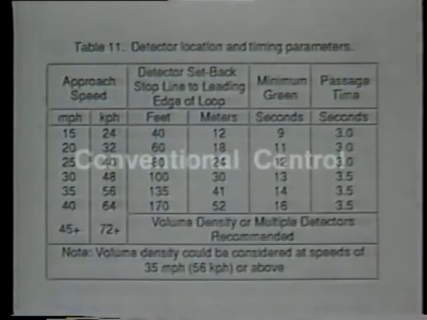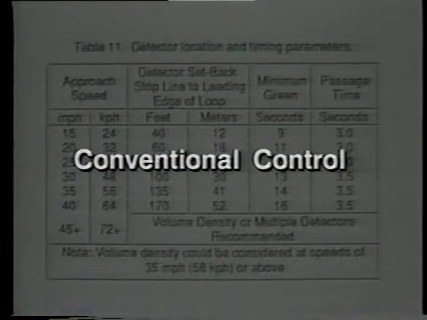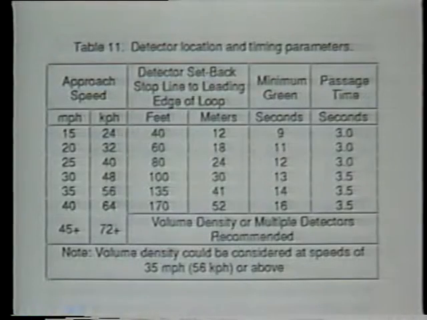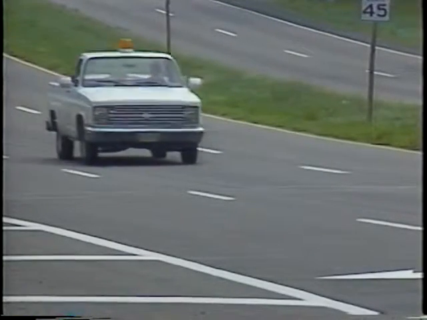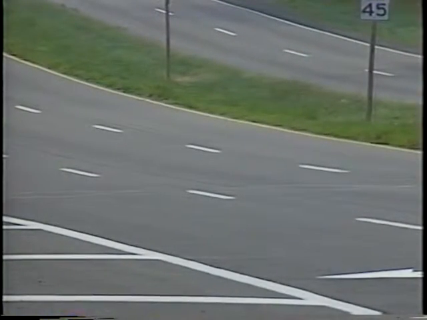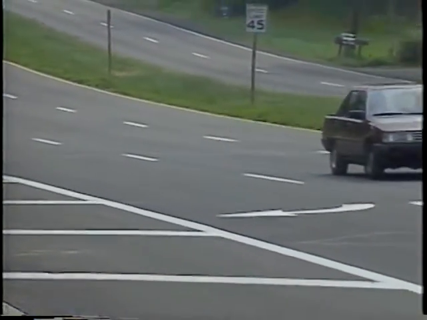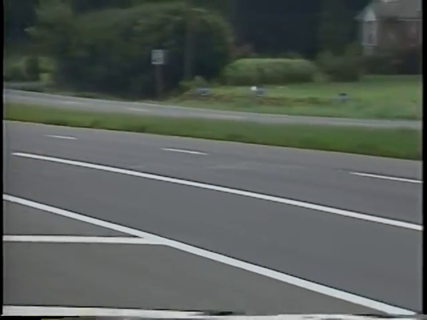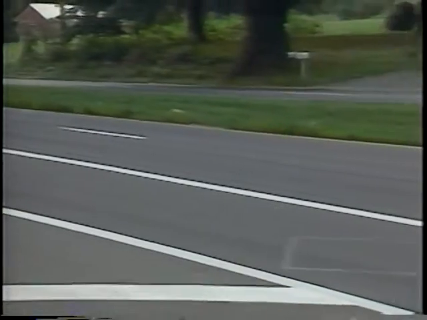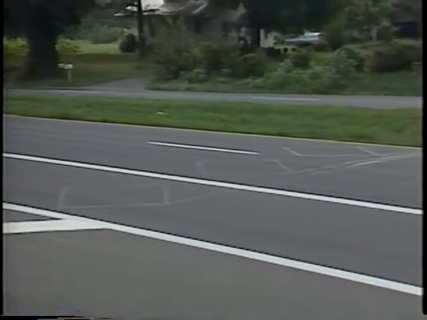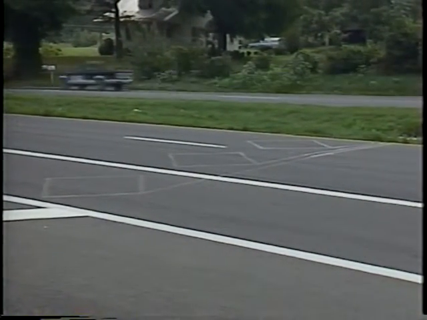Often referred to as conventional control, locking memory with point detection includes a preset minimum green interval and a common value passage time. To accommodate different approach speeds, you should locate these detectors 3 to 4 seconds of travel time, that is, up to 170 feet from the stop line. This single detector approach reduces installation costs, but allows false calls for green to occur.